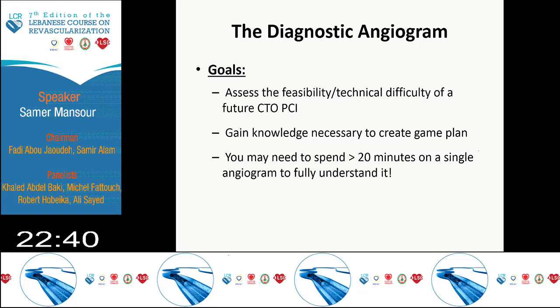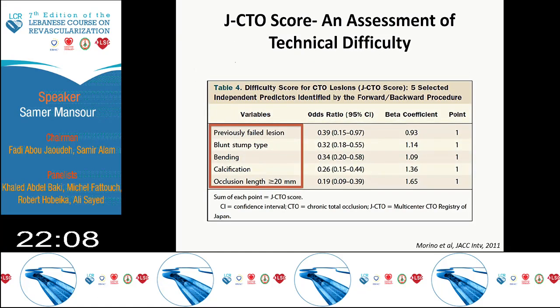You need to sit and assess the feasibility and the technical difficulty of the coming CTO PCI, to gain as much knowledge as you can about the game plan that you will put together for the procedure, and you should spend 15-20 minutes looking at the collaterals, at the ambiguity of the proximal cap, at the distal bed. All those points we'll discuss later. I tell my patients that I know your heart by heart. I look at the angio, the collaterals, the vessels, I look at plan A, plan B, and plan C.